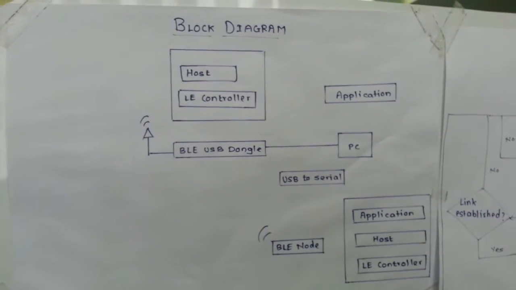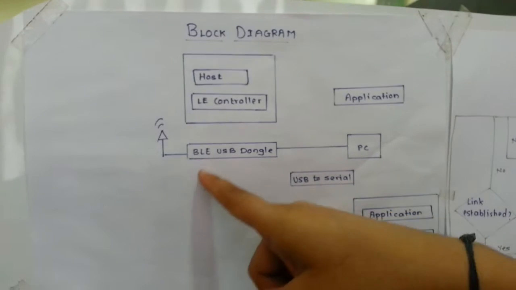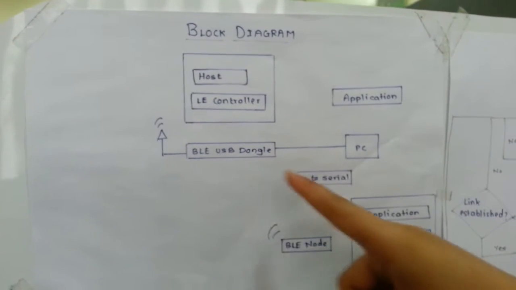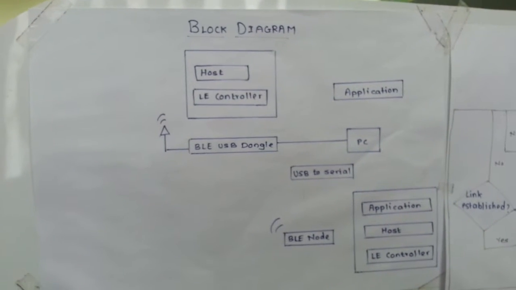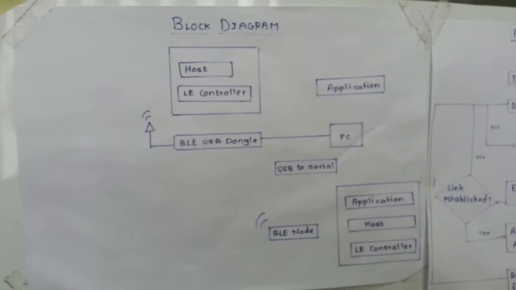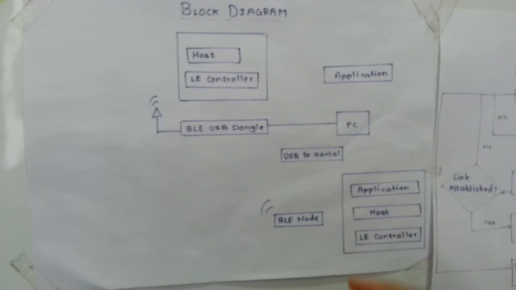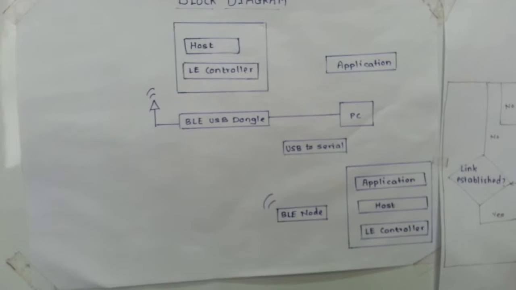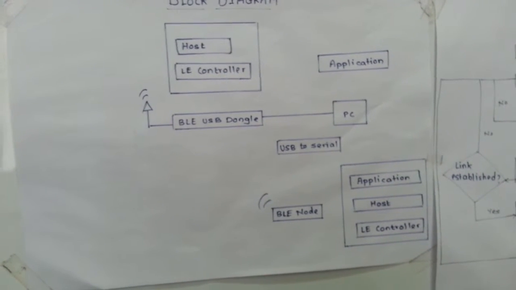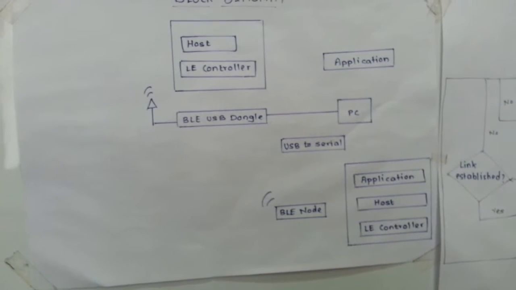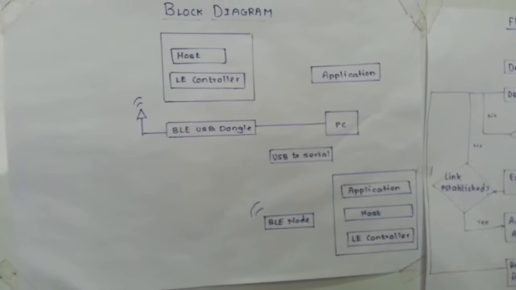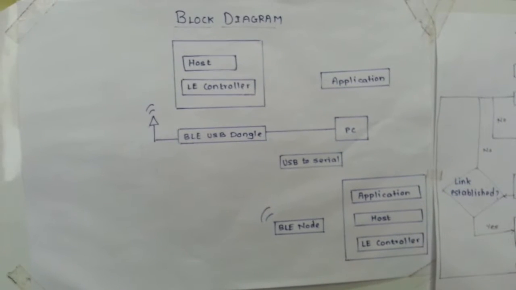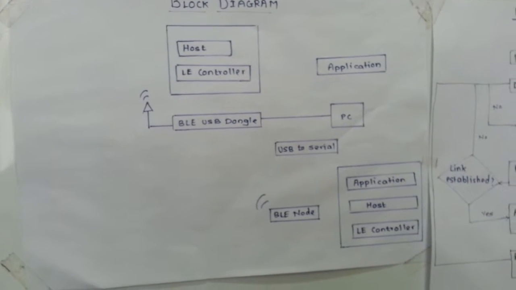So we will see the block diagram. Now here we see the USB dongle. The USB dongle is connected to the PC using a USB to serial link. On the USB dongle, there are the host and low energy controller with an adaptation layer that communicates with the host, a PC. In a Texas Instruments BLE node, there are three layers: application, host, and low energy controller, that are in a single chip. The BLE node is powered by a coin cell battery.